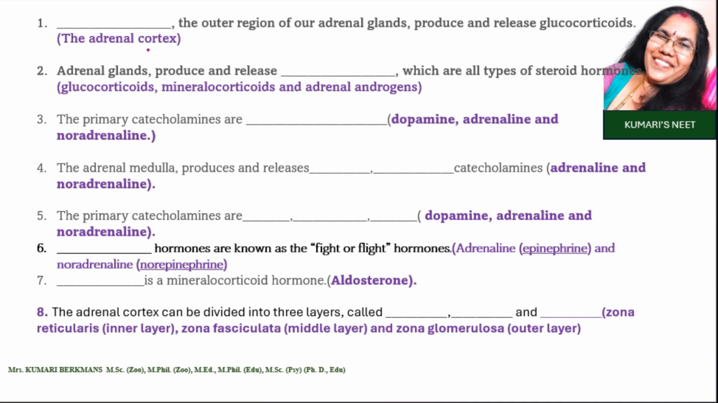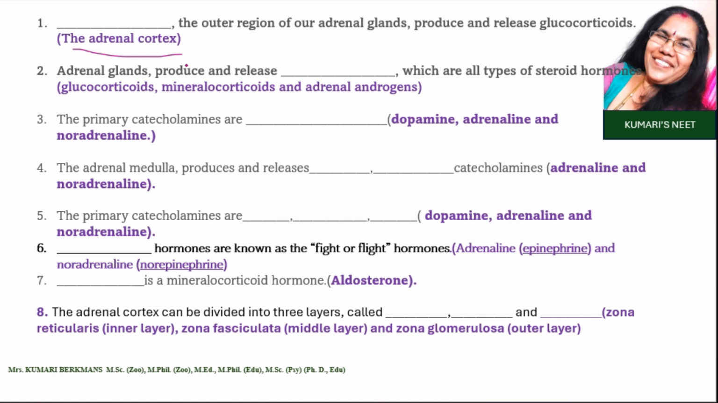Let me ask a few questions whether you understood or not, because this part is very, very difficult. Let me start the first question. Dash, the outer region of the adrenal gland, produces and releases glucocorticoids. Which part is that? Adrenal cortex. Very good. Most of you answered. Glucocorticoids are released by the adrenal cortex.